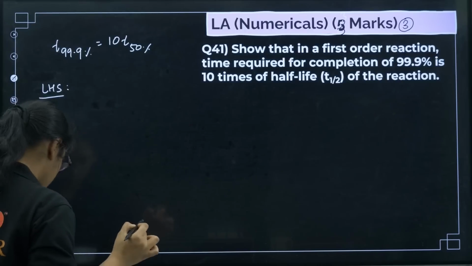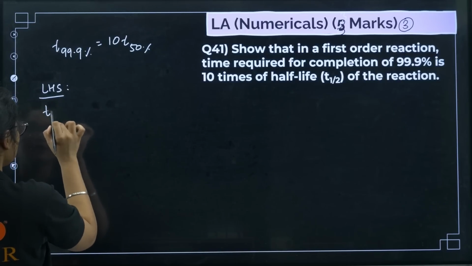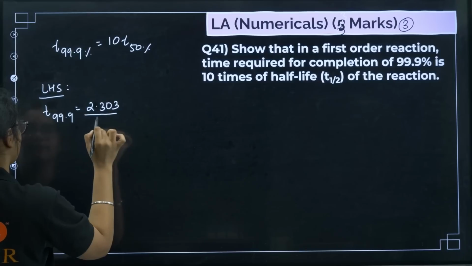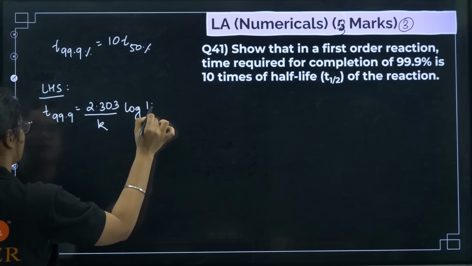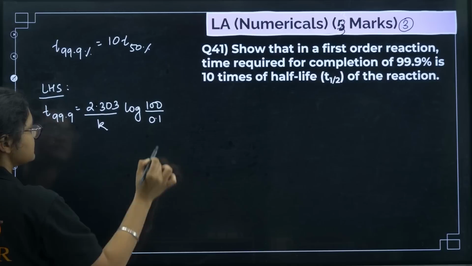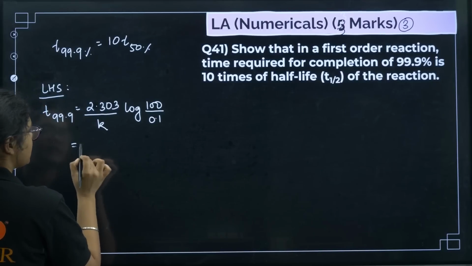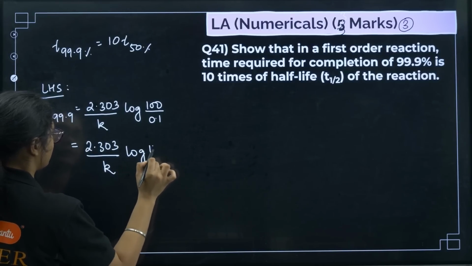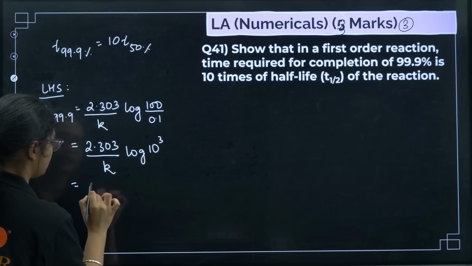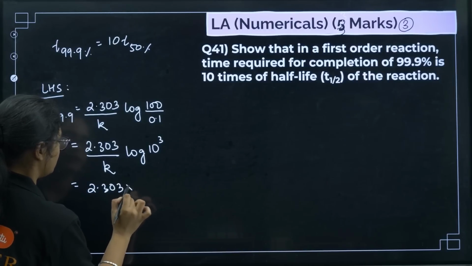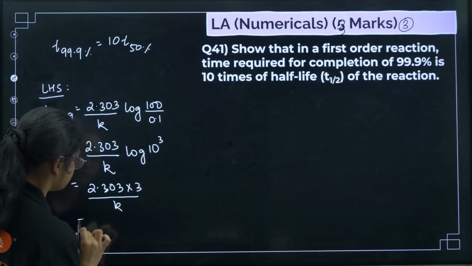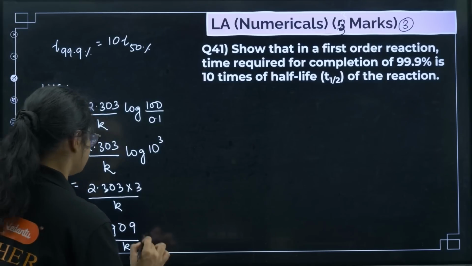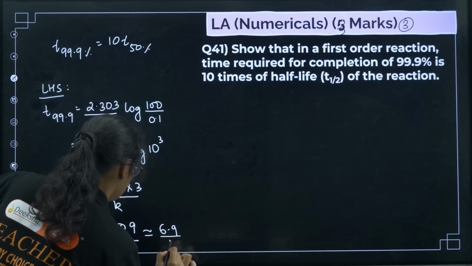Okay, so according to LHS, what I can do, see, T 99.9 is equal to 2.303 by K log of A naught is 100, 99.9 means this is 0.1, right? So that means I can write 2.303 by K log of 10 to the power of 3, or I can write like 2.303 into 3 by K. So that will give me 6.909 by K. So I can just write it like 6.9 by K.